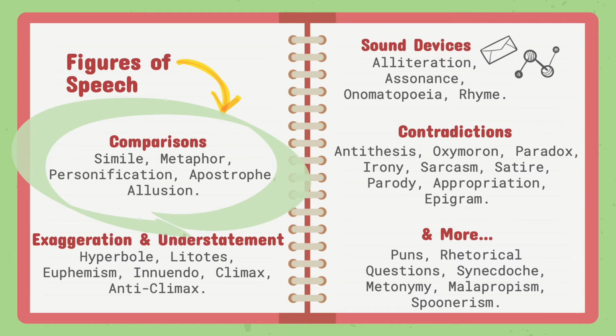Exaggeration and understatement, which include hyperbole, litotes, euphemism, innuendo, climax, and anticlimax. Then there are sound devices. Sound devices can be considered one of the easier ones, which include alliteration, assonance, onomatopoeia, and rhyme. There are also contradictions. This includes antithesis, oxymoron, paradox, irony, sarcasm, satire, parody, appropriation, and epigram.